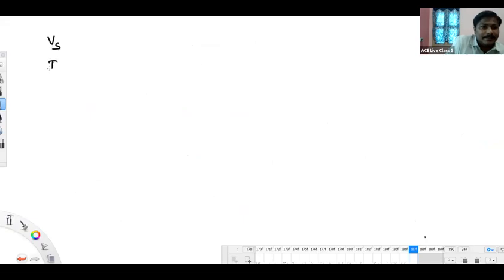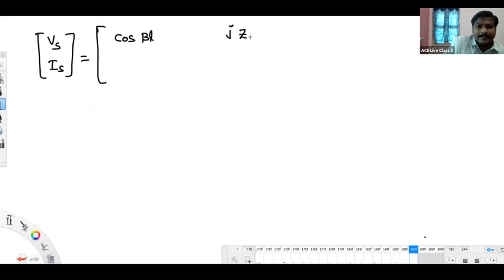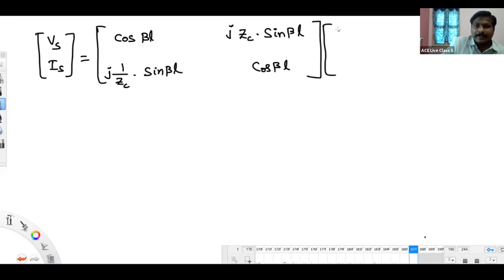So you can get the sending end voltage and current equal to cosh of jβL, which means you write cos βL, j Zc sin βL, and j (1/Zc) sin βL, and we have here cos βL. This is multiplied with the receiving end side quantities VR and IR.